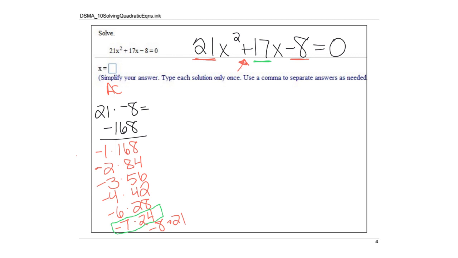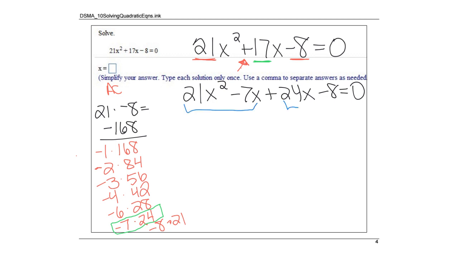All right, so let's go ahead and do the AC method. So I've got 21x squared. Instead of writing the 17, I'm going to write negative 7x plus 24x, and then minus 8 equals 0. And so if you're doing the box, it's the same thing, right? That would be the 4 boxes. Okay, so now I'm going to go ahead and combine these terms.